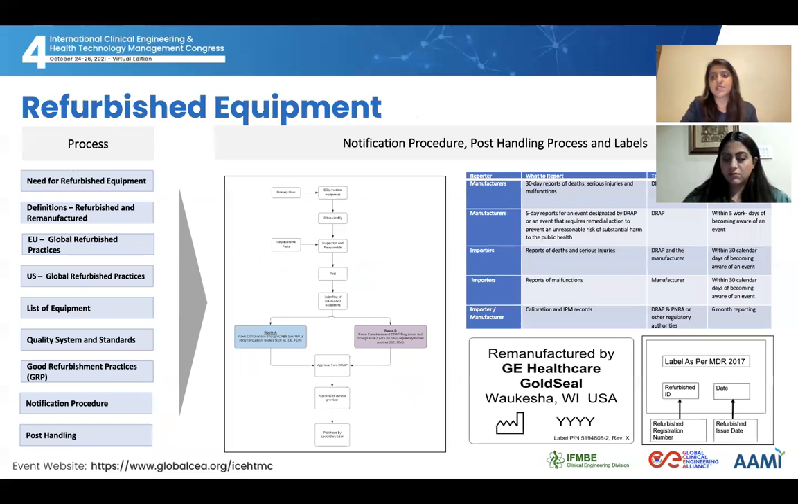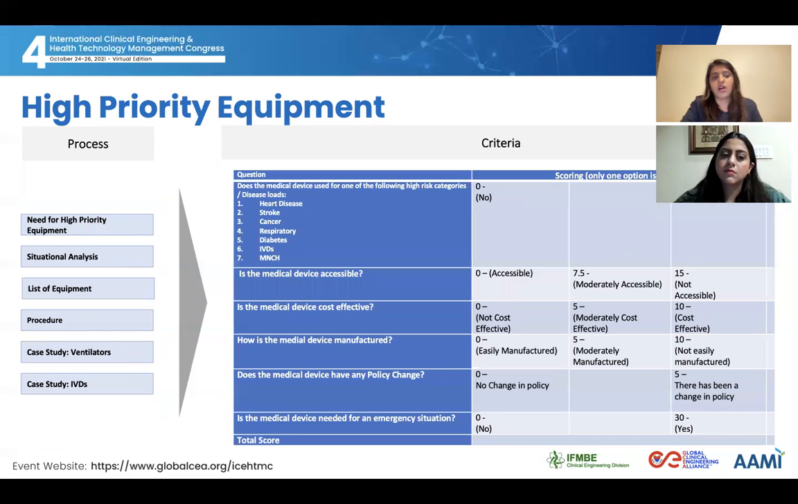The same process was defined for refurbished equipment. At least 30 to 40% of equipment coming into Pakistan is refurbished, and that is why a list of equipment was defined along with good refurbishment practices. Along with that, a high priority equipment procedure was developed of what the list of high priorities is, how they can be utilized, what the procedure is, and 2 case studies were performed in terms of ventilators and IVDs.